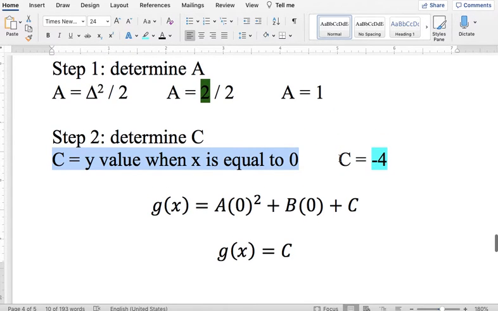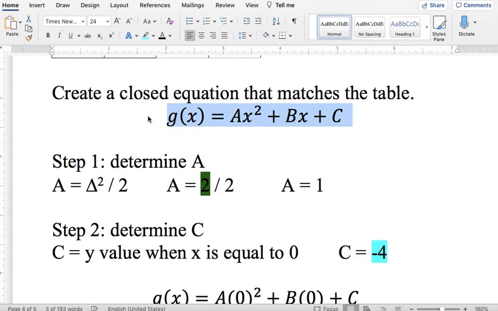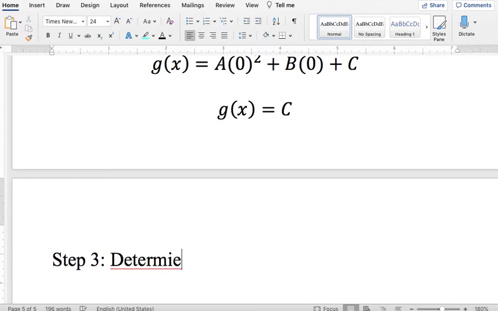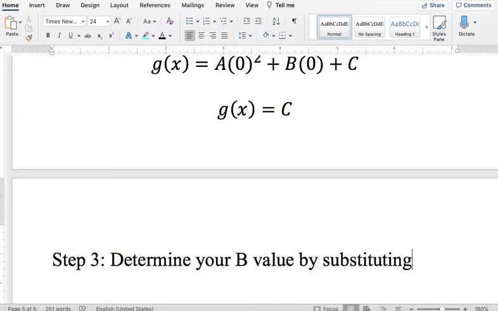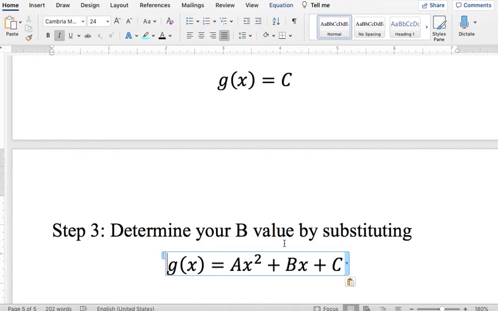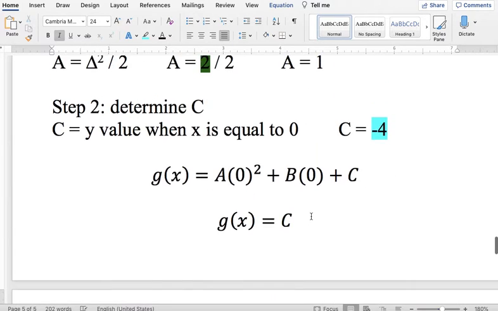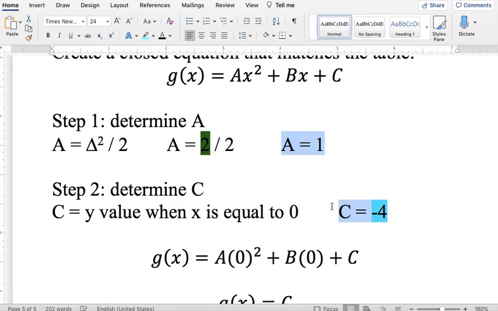So you have your a is 1, c is negative 4, and now you just need to find your b value. So step 3, determine your b value by substituting. And this part will just be like earlier. Your c was negative 4. Your a value was 1, and that's just me getting a equals 1, c equals negative 4.